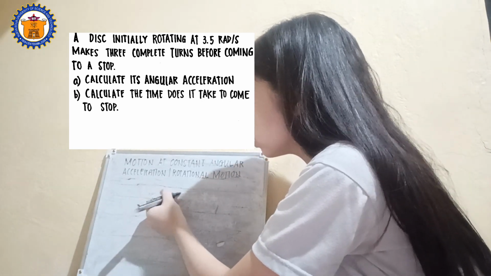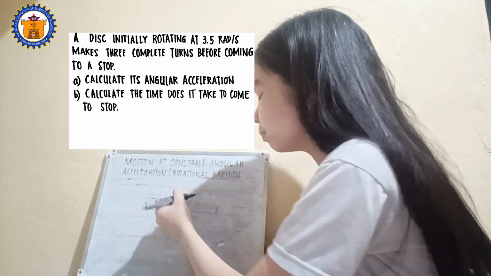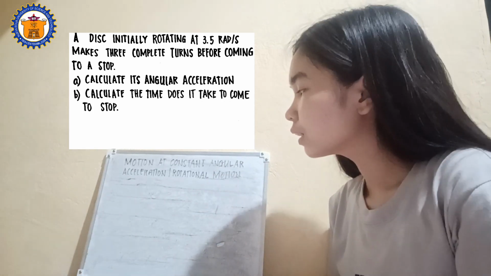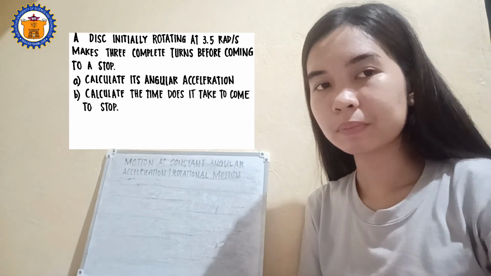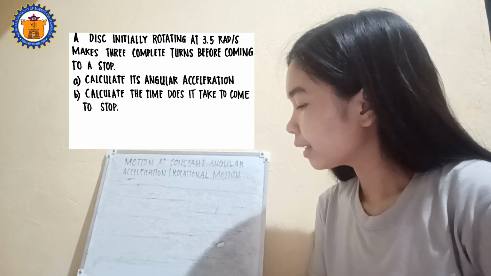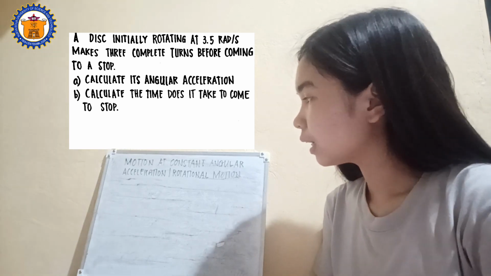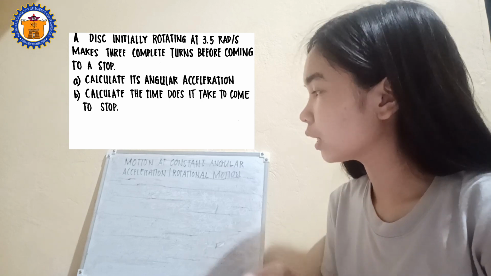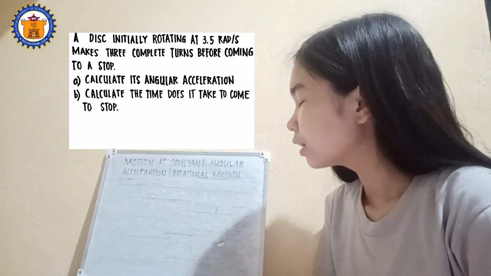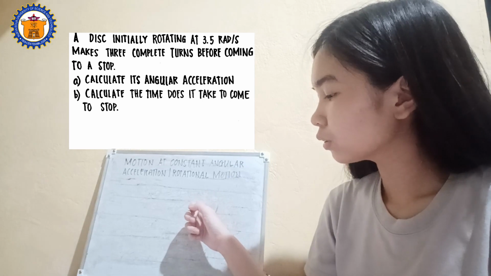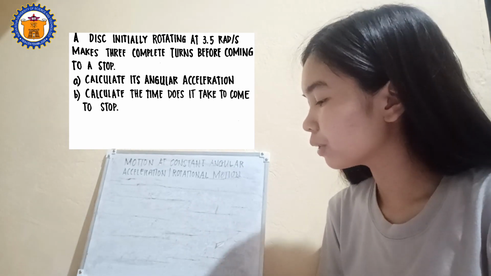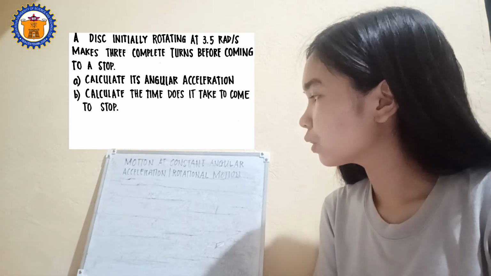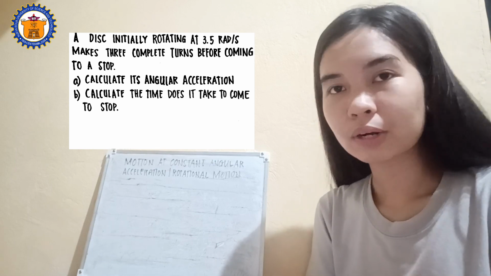In this problem, the angular position is already given, which is delta theta equals 3 revolutions. It became 3 revolutions because the problem says it makes 3 complete turns, meaning it made 3 complete rotations, so 3 revolutions. So this 3 revolutions, or the angular position, we will convert into radians to solve for angular acceleration.